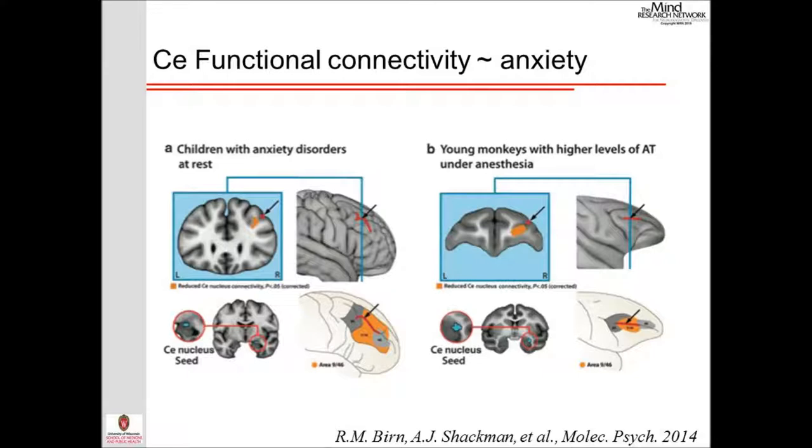So from this study, really, the amygdala metabolism is correlated with anxious temperament. We see that connectivity is negatively correlated with the metabolism and with this anxious temperament. So it's consistent with this model of higher anxious temperament being associated with increased regulation of the amygdala by the prefrontal cortex.